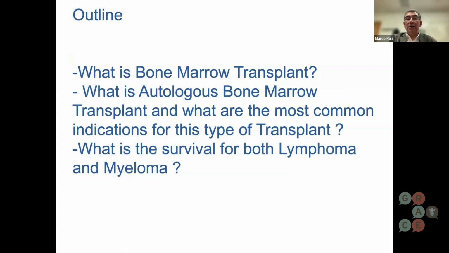So the outline of the presentation is where basically we're trying to first define what a bone marrow transplant entails. What is the definition of autologous bone marrow transplant? What are the most common indications for this subtype of transplant? And then finally, we're going to review the survival for both lymphoma and myeloma.